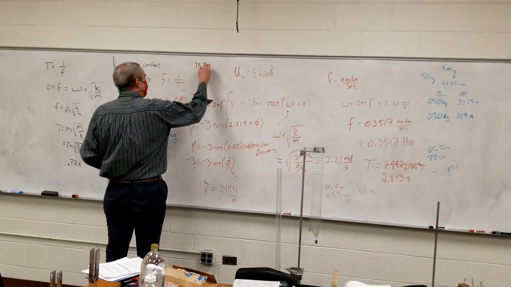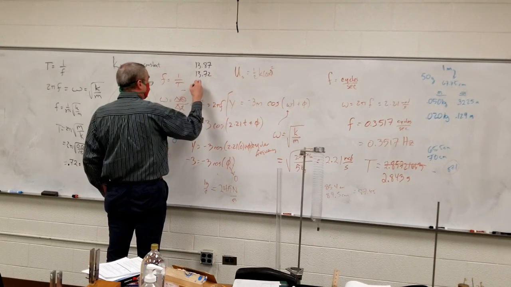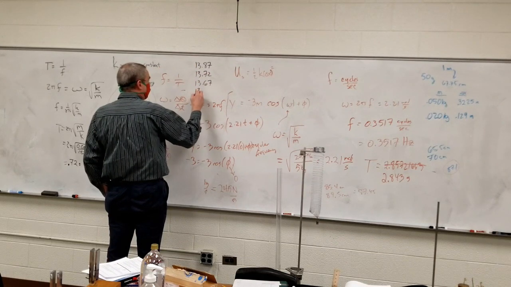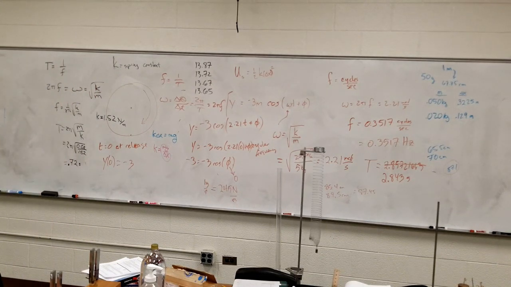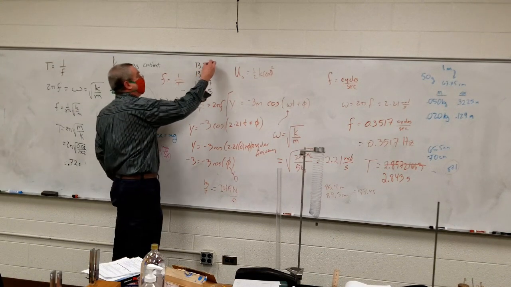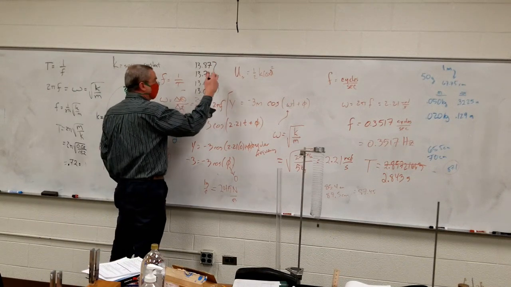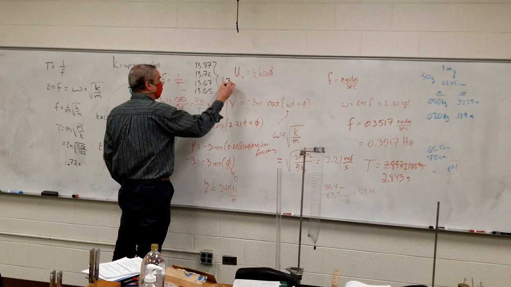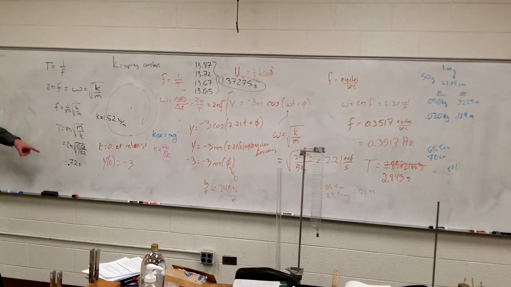13.87. 13.87. I have 13.72. I got 13.67. 13.65. Pretty darn consistent there, and way off of what we have down here. So first off, what is the average? Divided by 10. Yeah, divide by 10, so we end up with 1.37275.